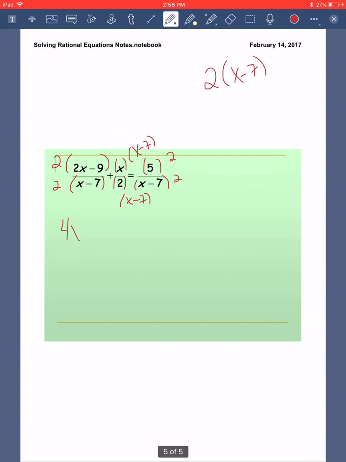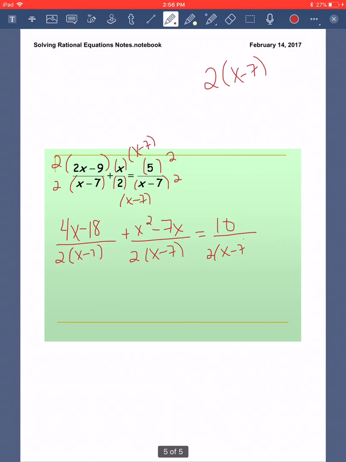So this is 4x minus 18 over 2 times x minus 7 plus x squared minus 7x over 2 times x minus 7 equals 10 over 2 times x minus 7. And now that I have a common denominator, I can get rid of them. So I'm going to go ahead and combine like terms. So I get x squared minus 3x. I'm going to move this 10 over, so minus 28 equals 0.